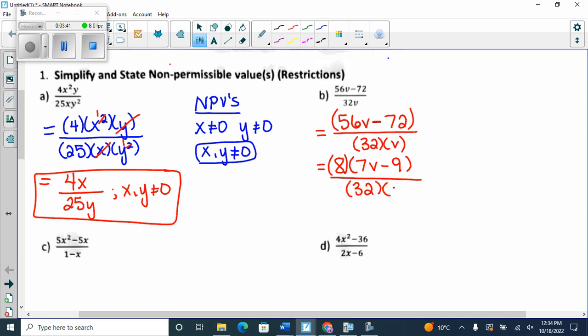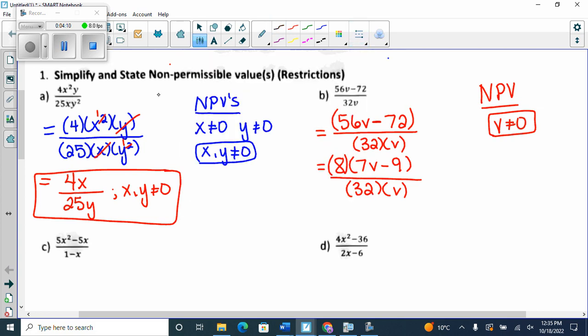Now I see there's stuff I can cancel, but before I cancel, I always have to make sure I state NPVs. So I have a 32. That's great. Great number. Nothing to do with NPVs. And then I just have a V by itself. So my NPV is just going to be V can't equal 0. And now I can cancel off if anything is the same.